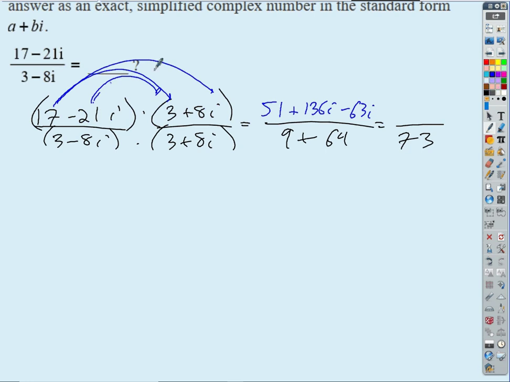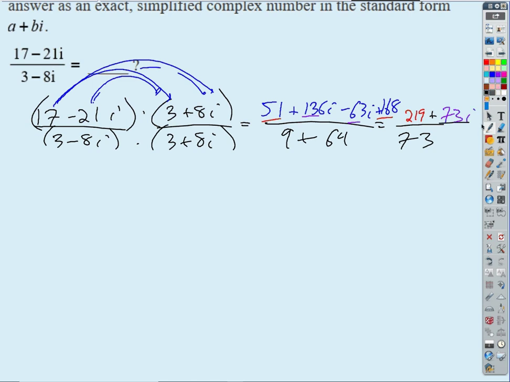21i times negative 21i. So I'm going to get positive 100, negative 168i squared. So it's positive 168. Good, so I'm going to get a plus 168. Now if I just combine like terms, look what I get. 51 plus positive 168 is, what's that going to be, 219? So I'm getting 219, and then plus 136i minus 63i is 73i, right?